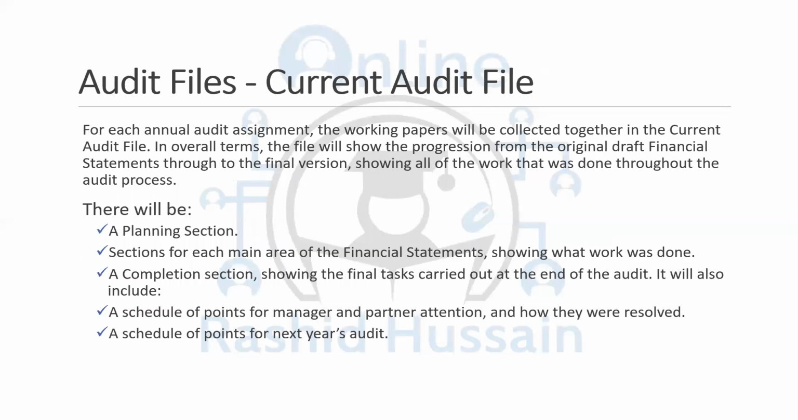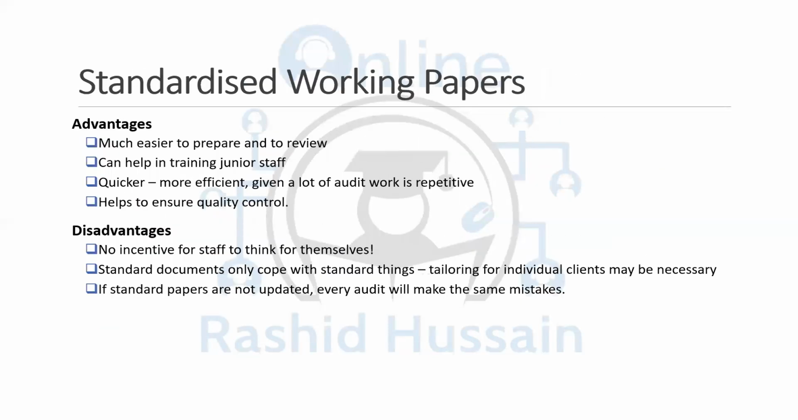Now coming to the file of every year, which will have evidence of the current year from the planning section till the end, that is known as the current audit file. And standardized working papers: nowadays the firm has formats and they use the same formats throughout the audit for multiple audit clients, using the same audit formats. That is known as a standardized working paper.